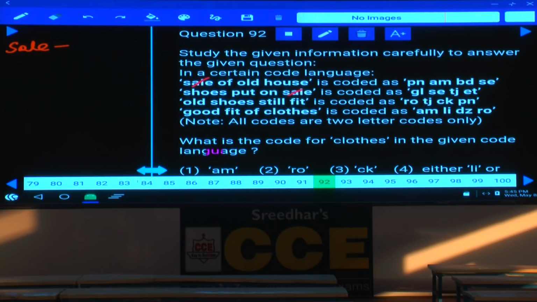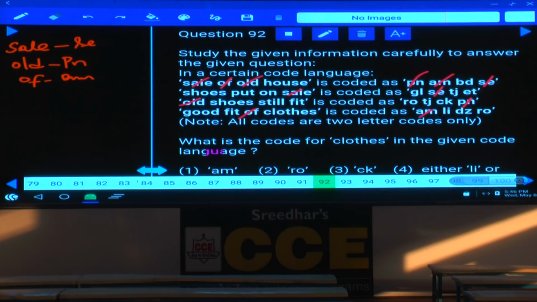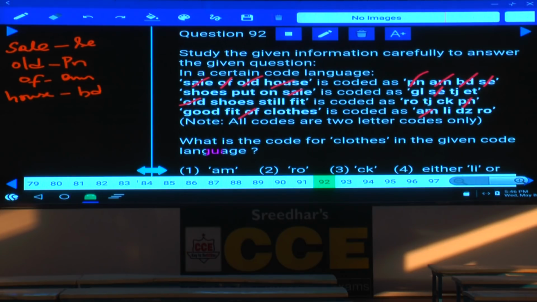Tell me what is the code common here? SC. The code to the word sale is SC. Then compare the first and the third, of old house. Old is the word which is common here. As old is common, what is the code common here? PN. The code to the word old is PN. Then first and the fourth, of and house. Of is the word which is common, and the code which is common is AM. The code to the word of is AM. Then in the first statement, house is the word leftover, and the code which is leftover is BD. The code to the word house is BD.